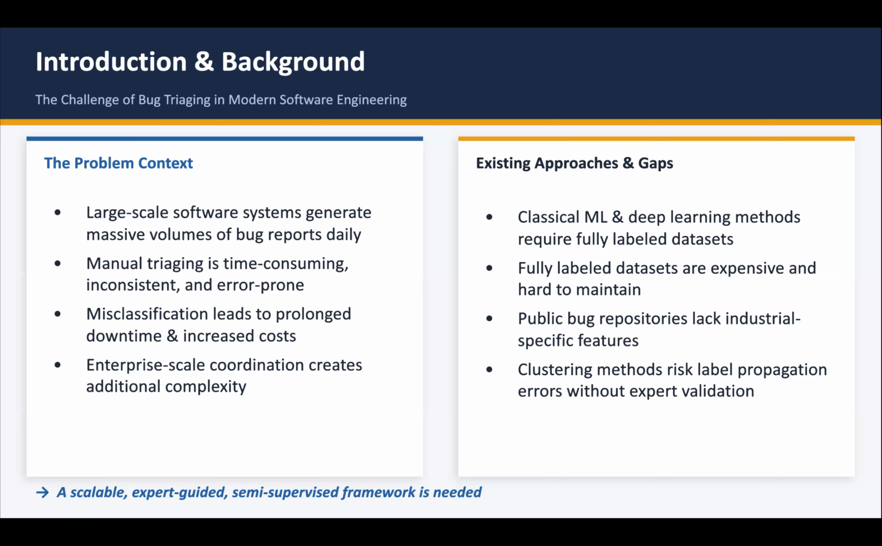Now the machine learning community has tried to address this. Classical models and even deep learning approaches have been applied, but they all share a common weakness. They need fully labeled datasets. And in a real industrial environment, building and maintaining those labeled datasets is simply not sustainable. Clustering-based methods offer some relief, but assigning labels at the cluster level without expert validation can propagate errors throughout their training data. So these challenges point to some very specific gaps in the existing research.